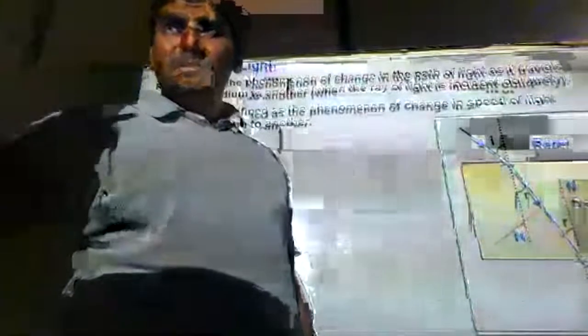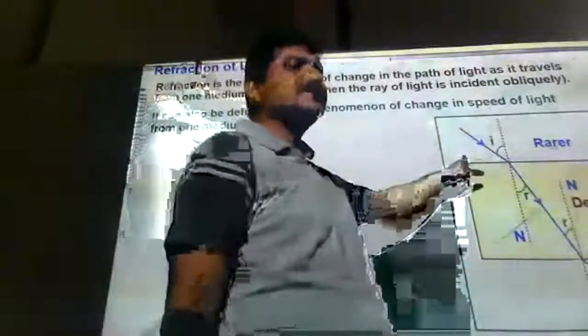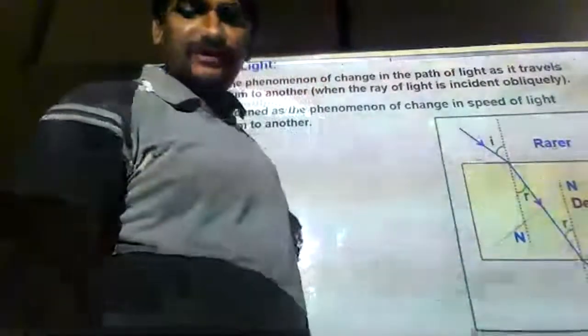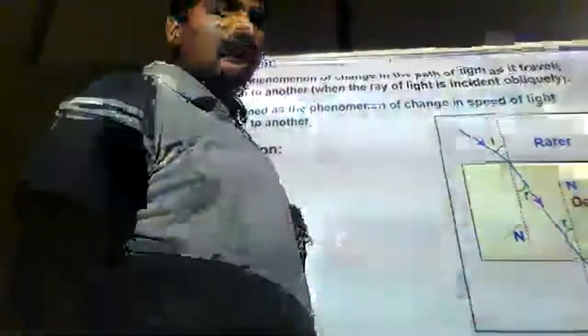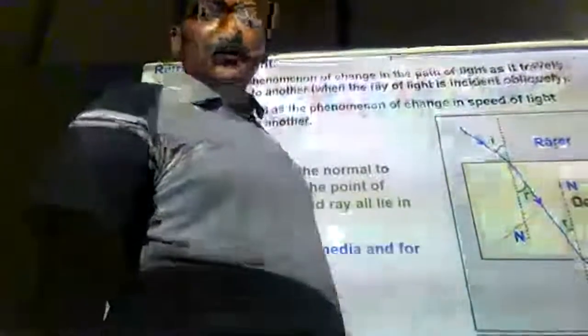These points look smaller, but for 2 mark questions they make a lot of difference. What is the reason why it is behaving like this? Because of the change in the medium, because of the refraction of the light. Laws of refraction. What are the laws of refraction?